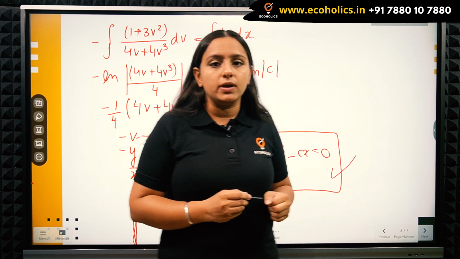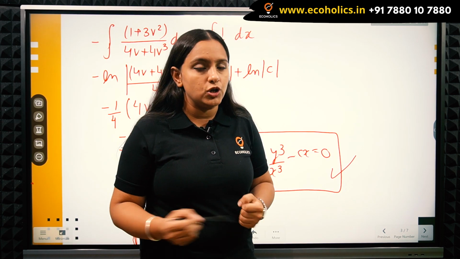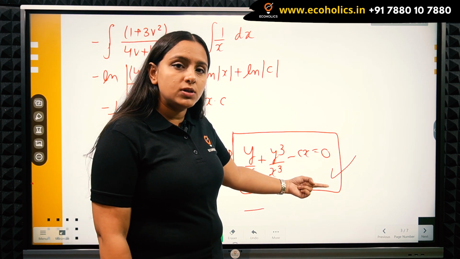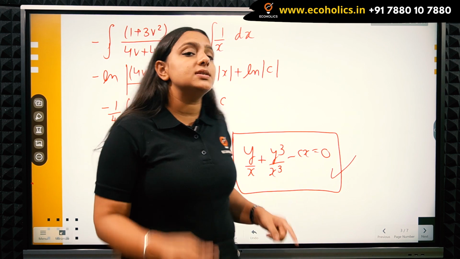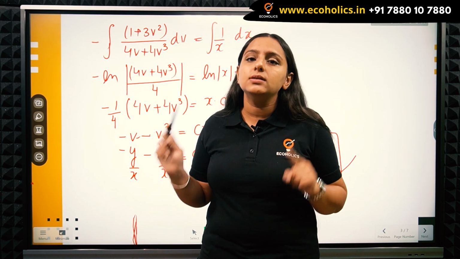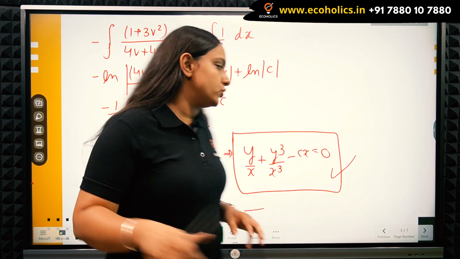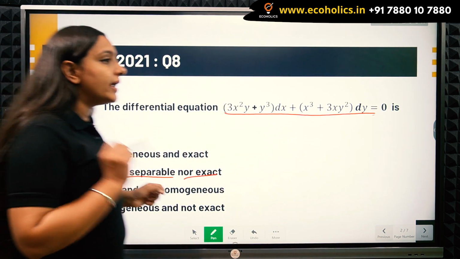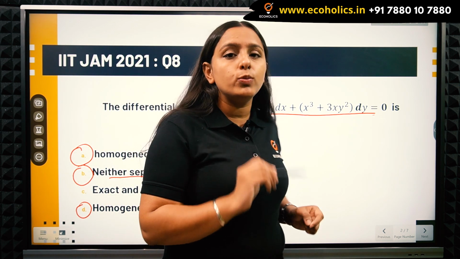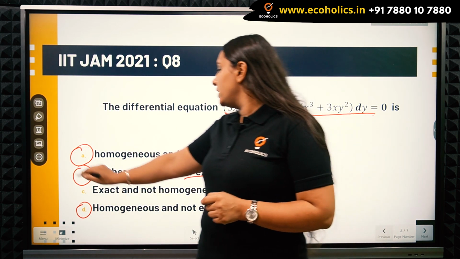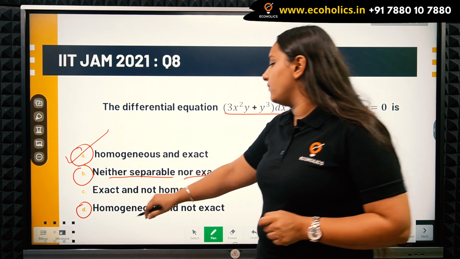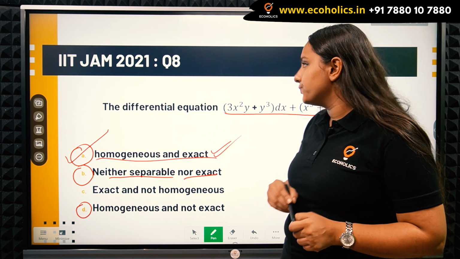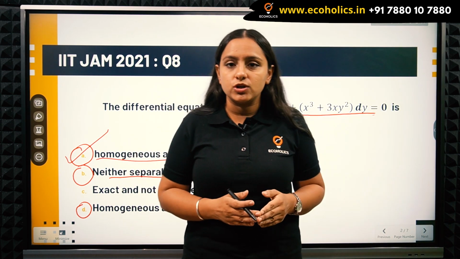I knew this from the beginning that it's a homogeneous differential equation. So we have been able to find an exact answer for this differential equation. So it means it's homogeneous as well as it has an exact solution to it. So according to this, what would be the correct answer? The correct answer would be that it's going to be homogeneous and exact. So I will go with option number A, which says homogeneous and exact. So this is the correct answer. So this was the solution for question number 8.